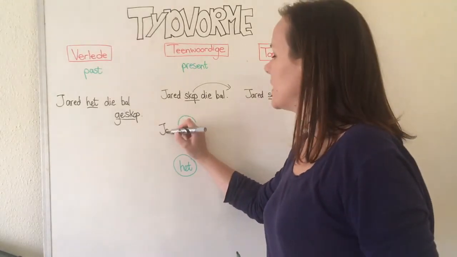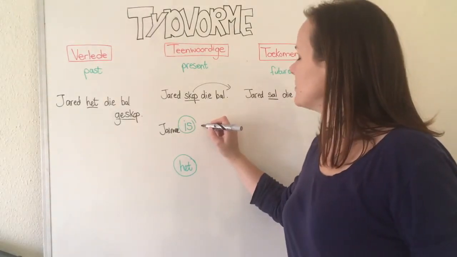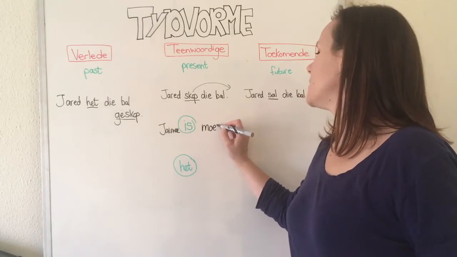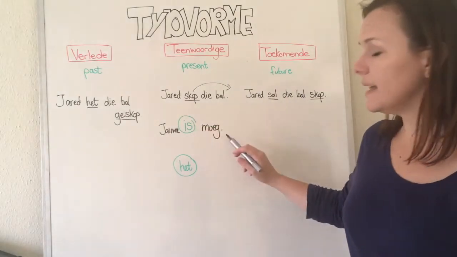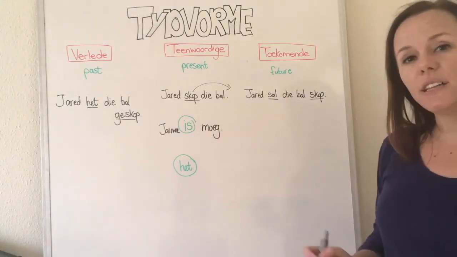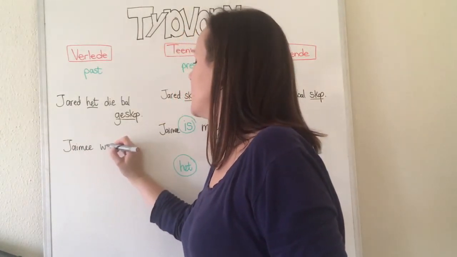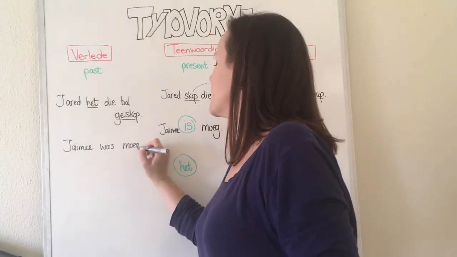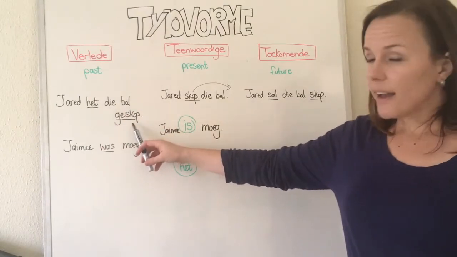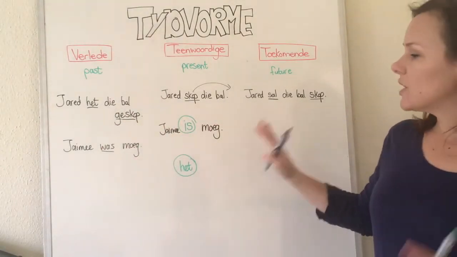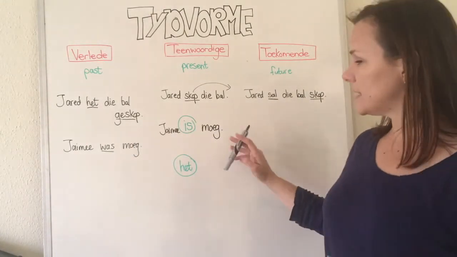So let's say my sentence is Jamie is moeg. Jamie is tired. Then I'm going to leave my sentence exactly the way it is, but I'm going to change is into was. So in the past tense, it becomes Jamie was moeg. That's the only change. I don't add het, I don't add ge, I don't move the verb to the end. I just change is to was. That's the only change.